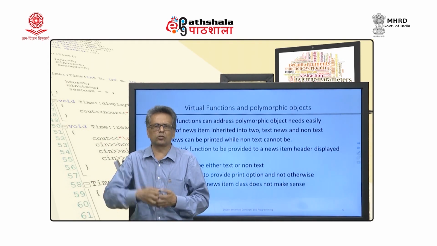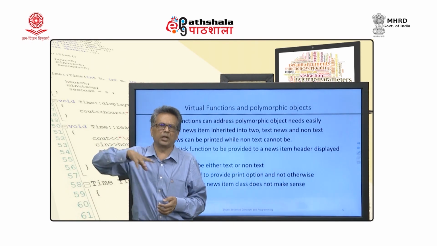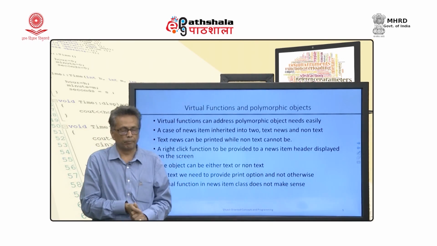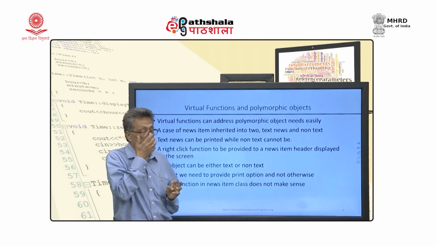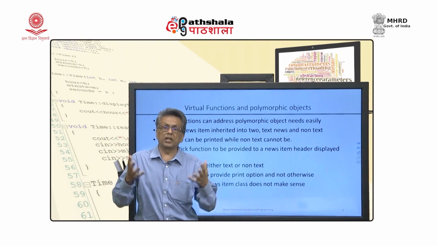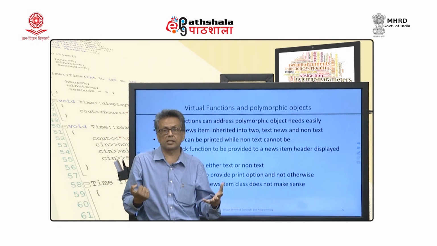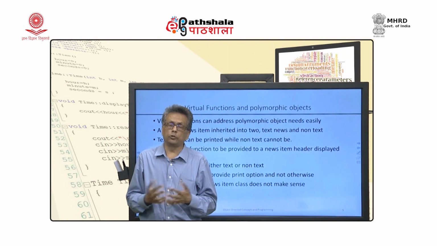Or store that news item somewhere on the disk, or send that news item to a friend of his. So, there are some right click options also available. We are talking about a typical case where we need RTTI. We will begin with a case of printing. Now, assume that the news items coming on the screen are of two different types. One is called text, the other is non-text. The text type is something that you can print, and non-text is something that you cannot.